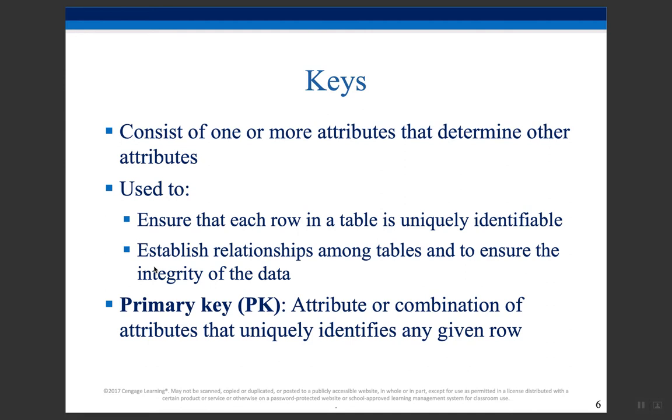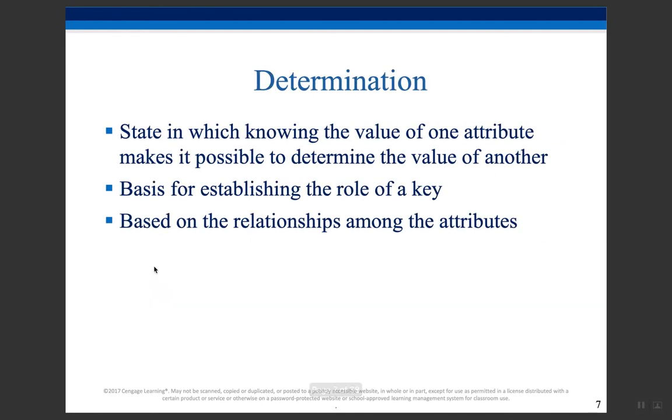The primary key is the attribute, or combination of attributes, that makes a row unique. Every table has a primary key, and every row in that table has a unique value. As we talked about, the role of a key is determined based on the relationships between the attributes. We use these keys as the means by which we link these tables together.